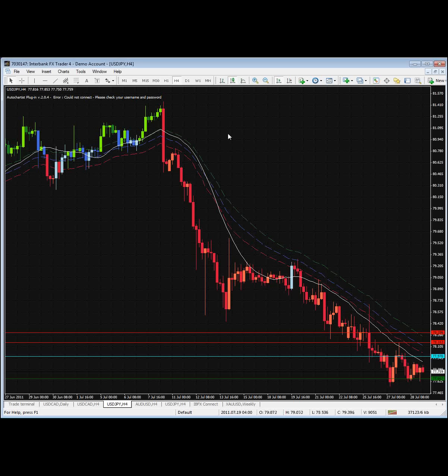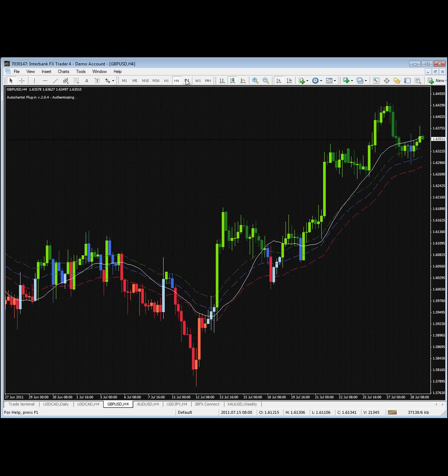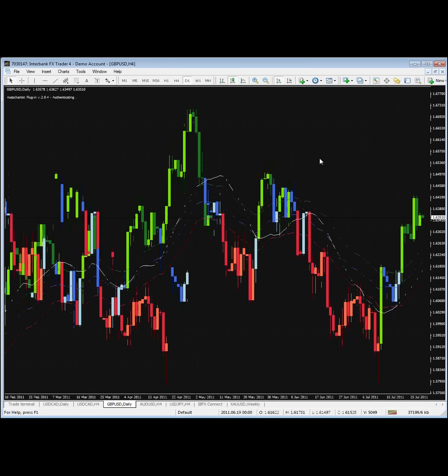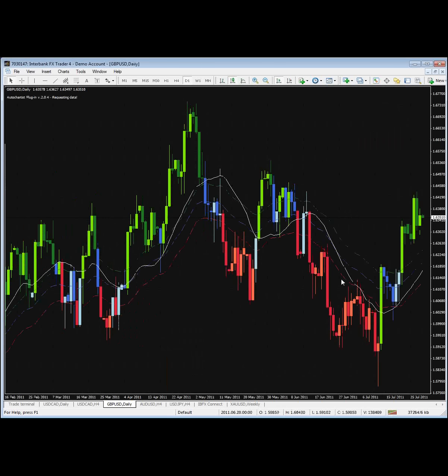So what phase would I consider the cable in right now? Well, let's head on over there. Daily chart, pound sterling, US dollar. And I actually would consider the cable now in a fairly fresh transition into an uptrend.